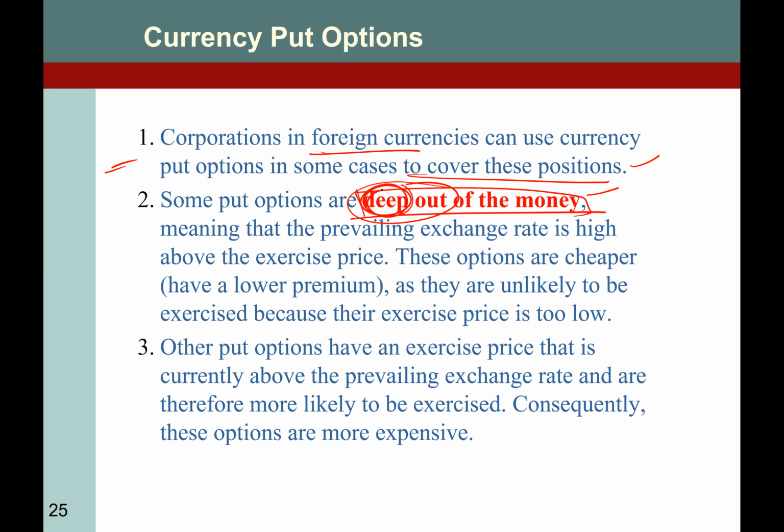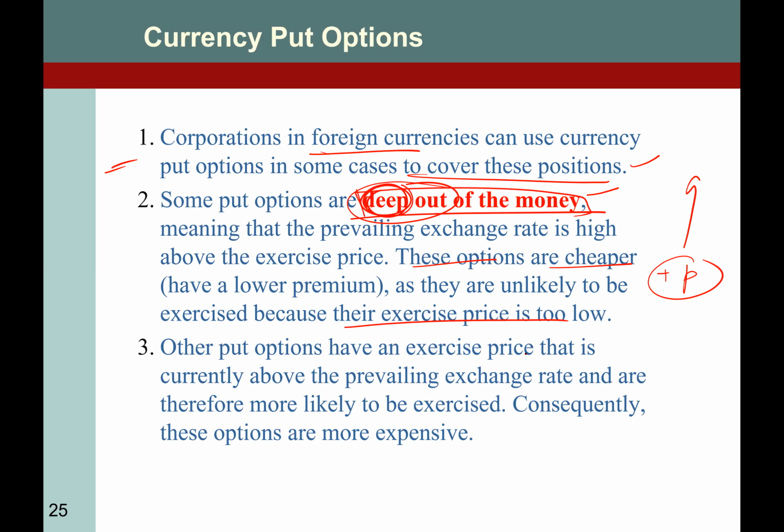So how can you then earn money? Let me just read this one. These options are cheaper as they are unlikely to be exercised because their exercise price is too low. So how can you do that? You can sell the put option, you can receive the premium in that case. Of course, the premium is going to be very small, but still, if you increase the reference point, it's going to increase.